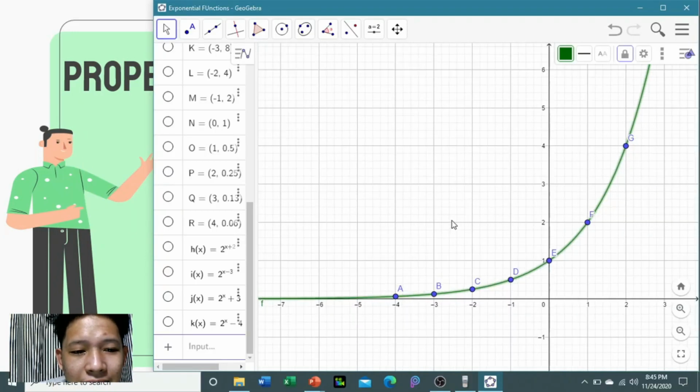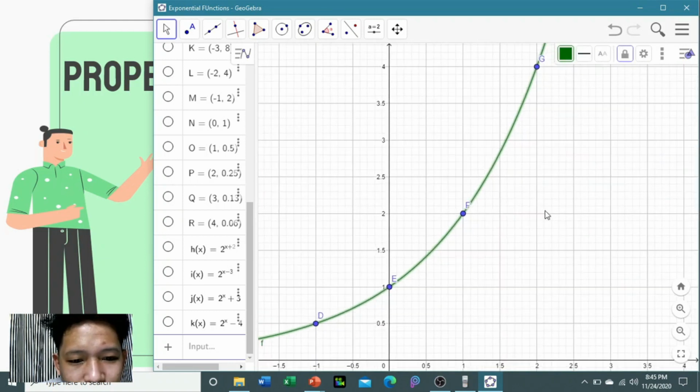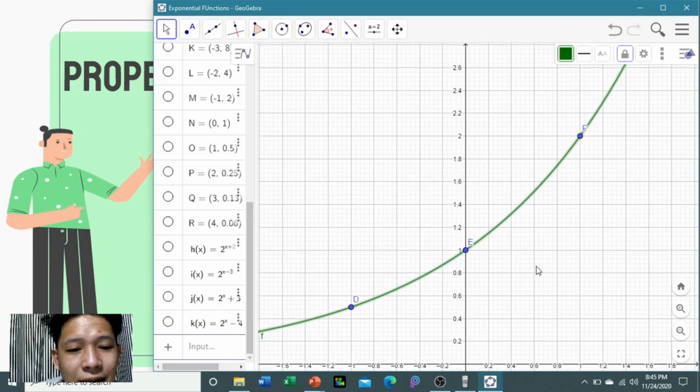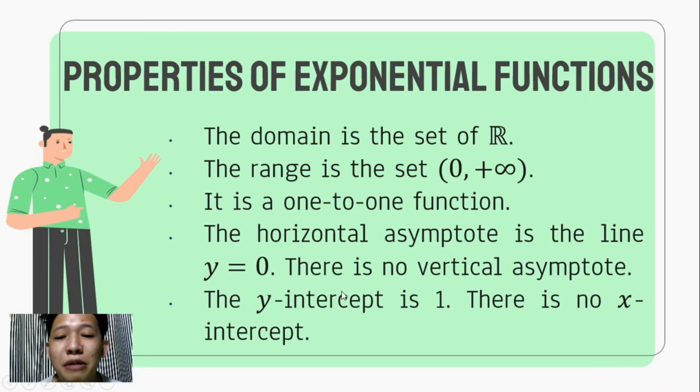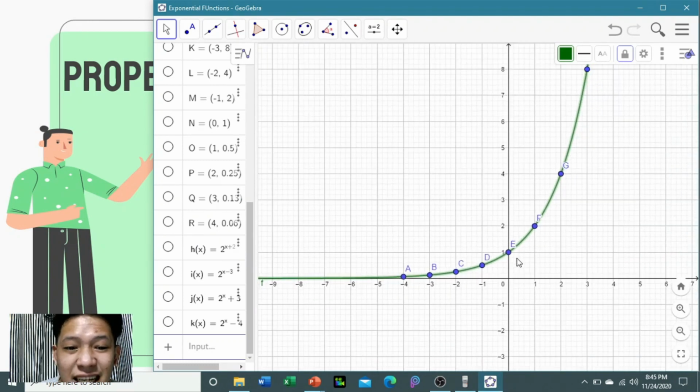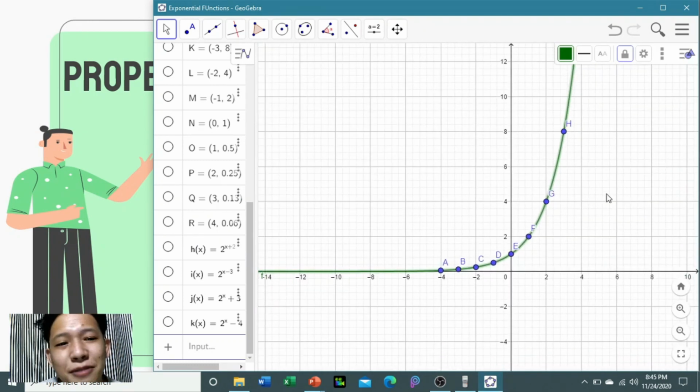So, nag-intersect po siya dito kay y-axis at exactly 1. Okay? That is why the y-intercept is 1. So, paano po natin nakukuha yung y-intercept? So, nakukuha natin yung y-intercept if we get the function value at 0, or we just get f of 0. Okay? And then, there is no x-intercept. So, in this case, wala pong x-intercept or hindi siya magkakross kay x-axis dahil nga dun siya asymptotic.